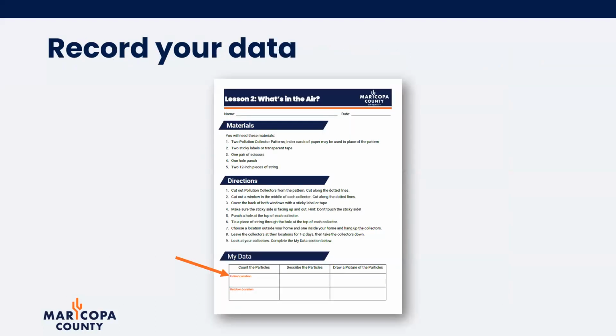When you take them down, make some observations. You might want to use a magnifier if you have one available. Record your data in the My Data section of the activity guide and compare what you found at the two different locations. Have fun exploring particle pollution in your neighborhood.